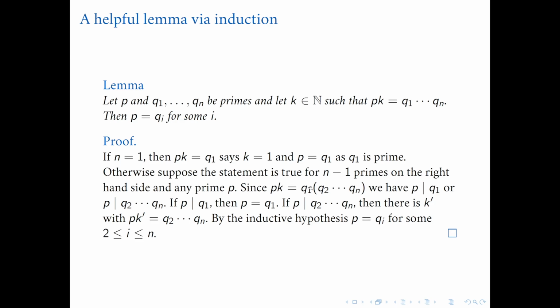So we can again do the trick of the previous proof. We associate q2 through qn, and we leave q1 outside the picture. So p is dividing this product, q1 times the product of the remaining ones. So p must divide the first one, or it must divide the remaining ones. If p divides the first one, then p is equal to q1, like in the previous proof. Otherwise, p divides the remaining ones, so there is some k prime such that pk' is q2 through qn. But now there are n-1 primes, so by the inductive hypothesis, p has to be equal to one of these. And that is the proof by induction for this case. And that's it.